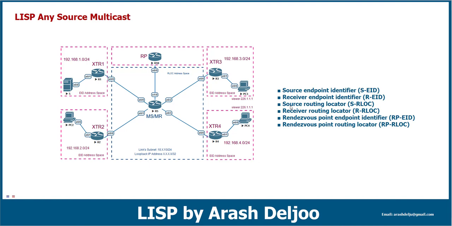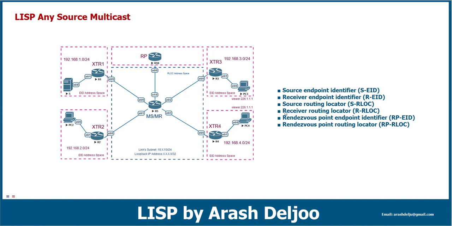After that, we have the source routing locator, or SRLOC. The SRLOC is the RLOC of R1, the XTR that is connected to the LISP site in which the source resides. After that, we have the receiver routing locator, or RRLOC. The RRLOC is the RLOC of XTR3 and XTR4 in this example, because we have receivers in these two LISP sites.